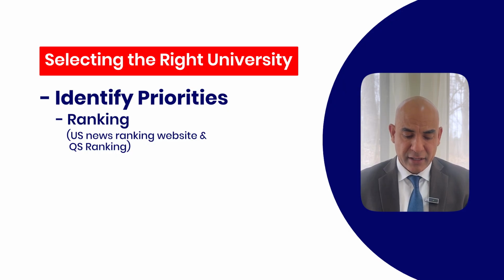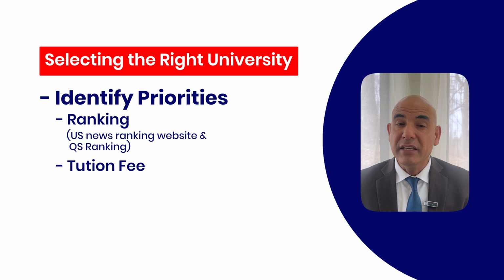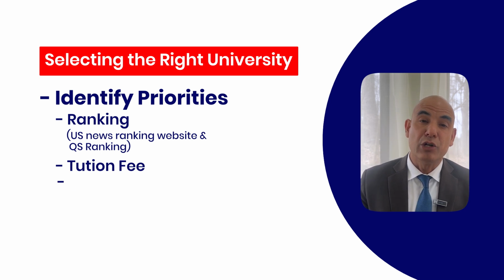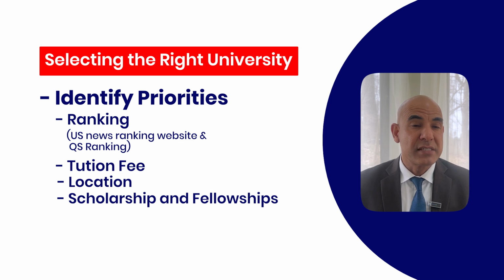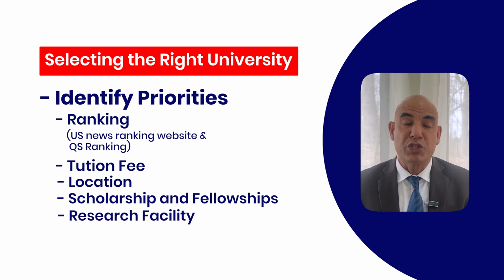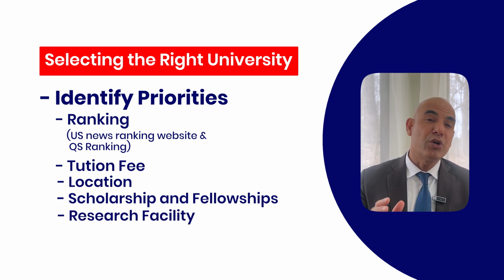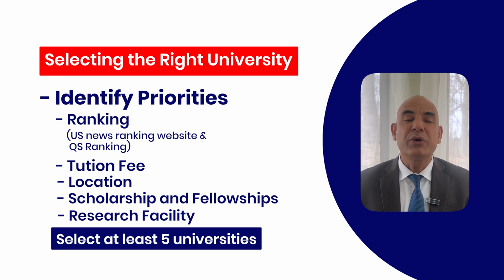Other than the ranking, people look at the tuition fee, the location of the university, scholarships and fellowships, and also the research facilities which the university offers. Anyways, based on all these requirements, you can select at least 5. I would recommend 5 to 10 universities.